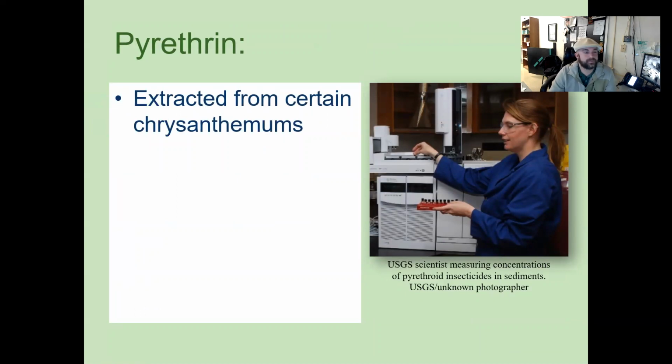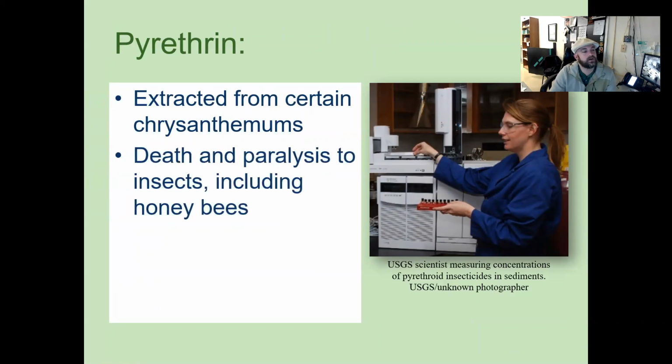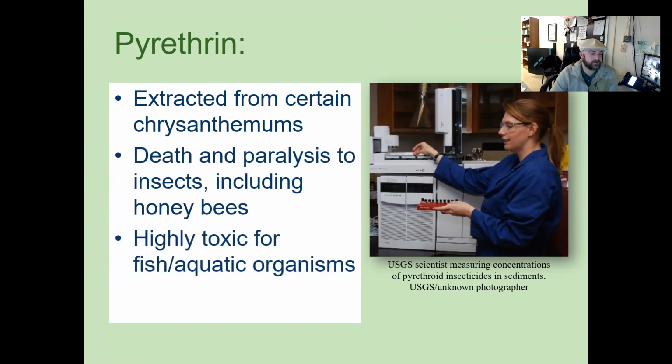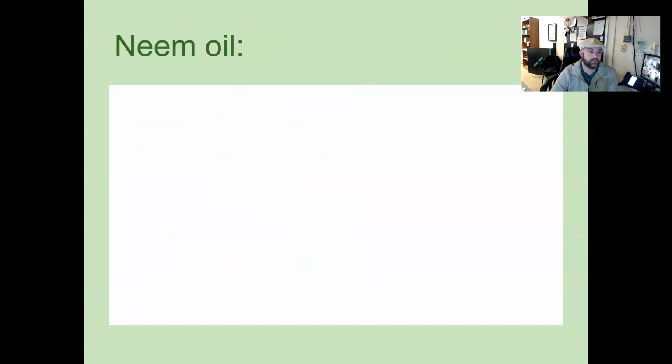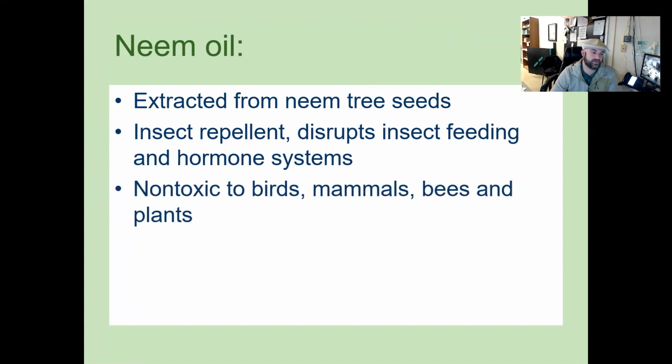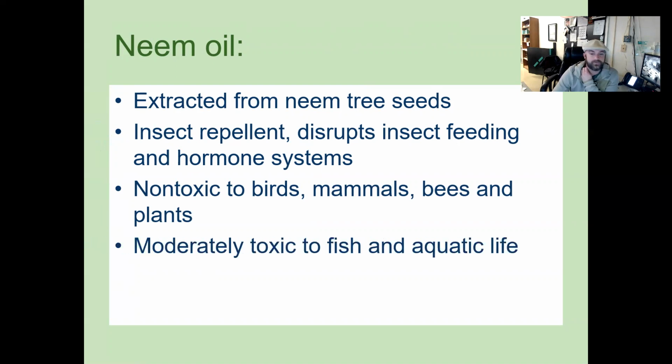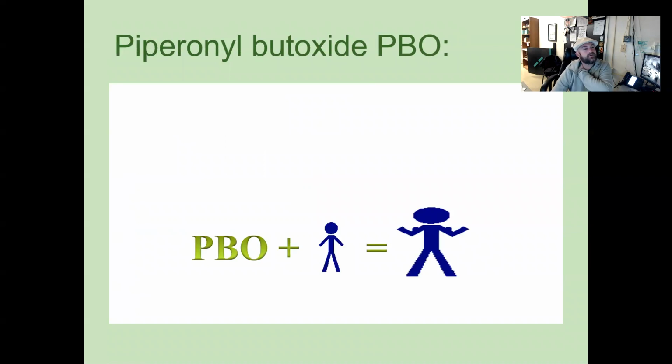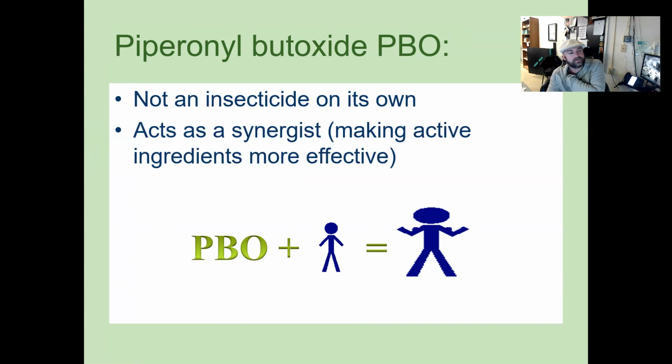Pyrethrin, extracted from certain chrysanthemums, causes death and paralysis to insects, including honeybees, is highly toxic for fish and aquatic organisms, and causes no harm to birds. Neem oil, extracted from neem tree seeds, is an insect repellent that disrupts insect feeding and hormone systems, non-toxic to birds, mammals, bees, and plants, moderately toxic to fish and aquatic life. And then PBO, not an insecticide on its own, acts as a synergist, making active ingredients more effective.